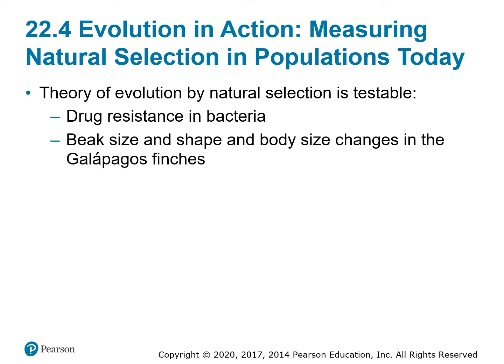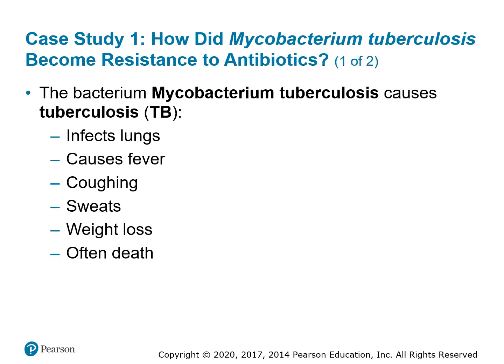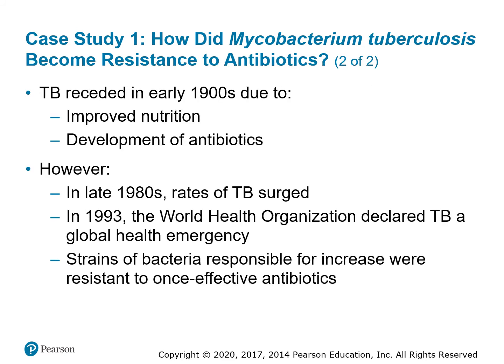You can actually test and see natural selection in a bunch of different ways, but here we're going to look at two case studies. The first is on drug resistance. Tuberculosis, or TB, is caused by Mycobacterium tuberculosis. It infects your lungs and causes fever, coughing, sweating, and weight loss, and some of the severe complications are deadly. In the 1900s, it was almost gone, but then in the 1980s there was a resurgence of tuberculosis, enough that in 1993 the WHO declared it a global health emergency.